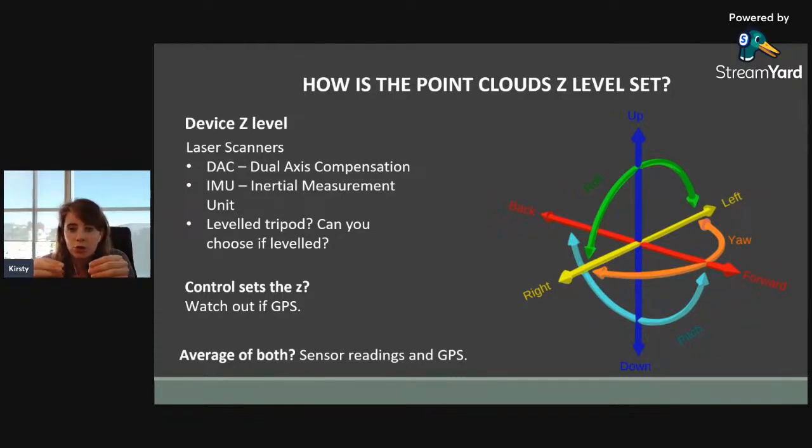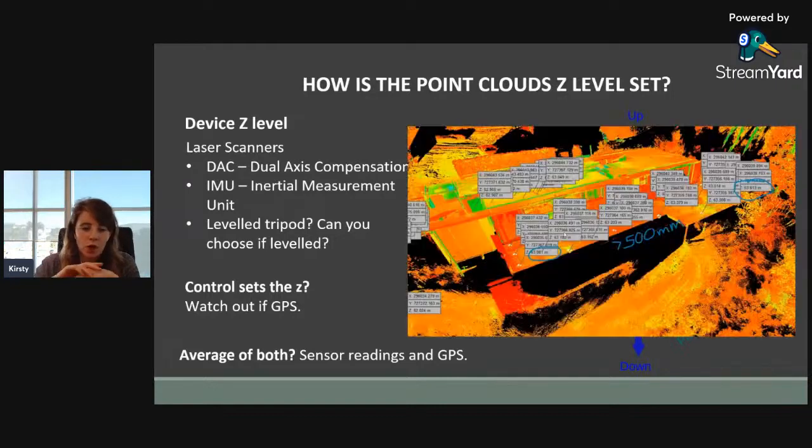You could have the control, whether it's your total station or GPS, average out with your scanning sensor information, or it could completely disregard the sensor information and purely use the control that you've put in. So for that data set we were looking at before, the GPS values were used and that disregarded the sensor information, which tipped the whole point cloud. That's the example from before: you just have to be aware of how that control is being applied and how it's affecting that up direction.